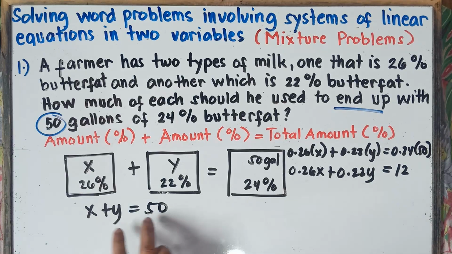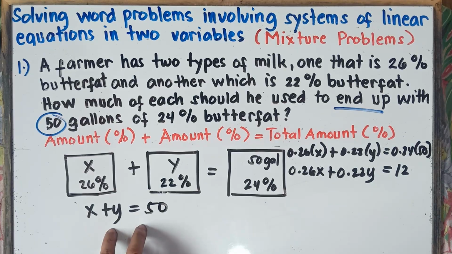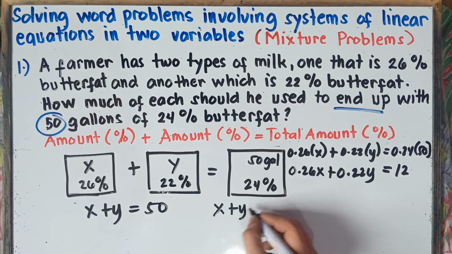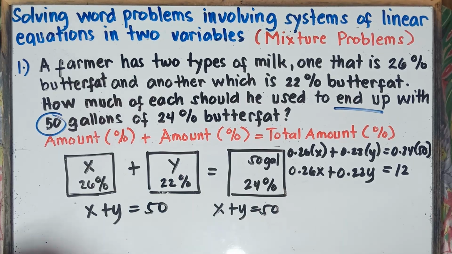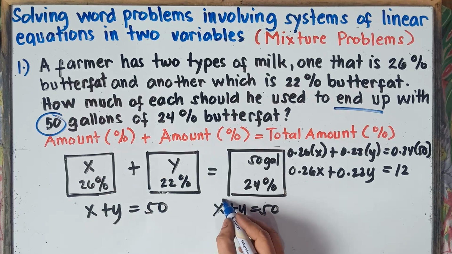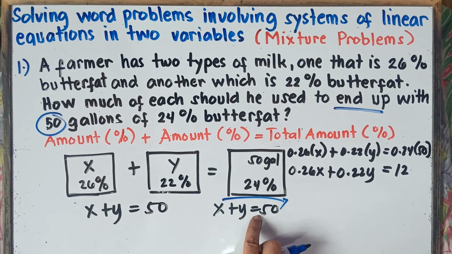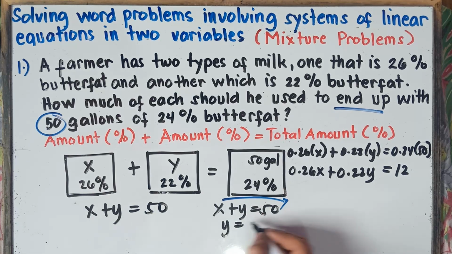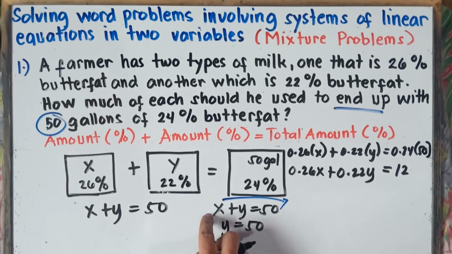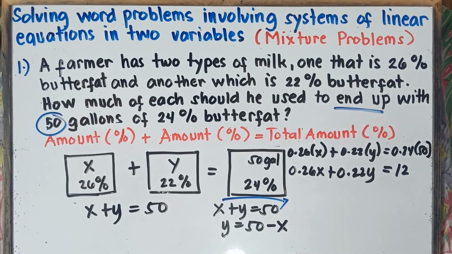So to get the value of y, we can just simply use this equation. x plus y equals 50. To get y, simply transpose x from left to right. Once you transfer from this equal sign, you change the sign. So this will be y equals, copy 50. We transpose x from left to right. This is positive x. It will become negative x. So this will be y equals 50 minus x. Therefore, the value of y is equal to 50 minus x.